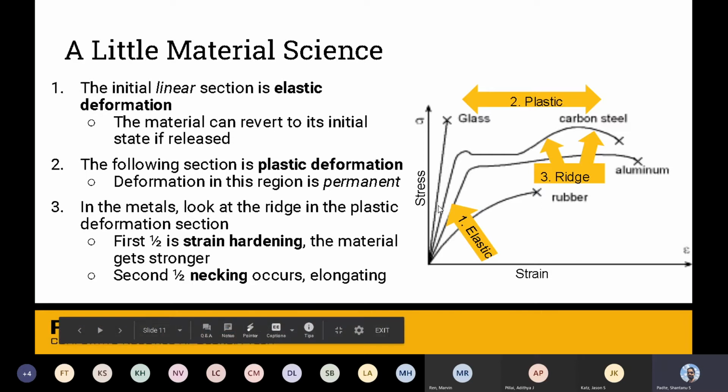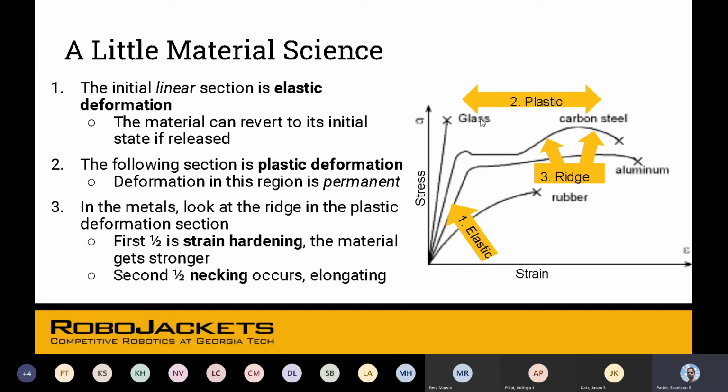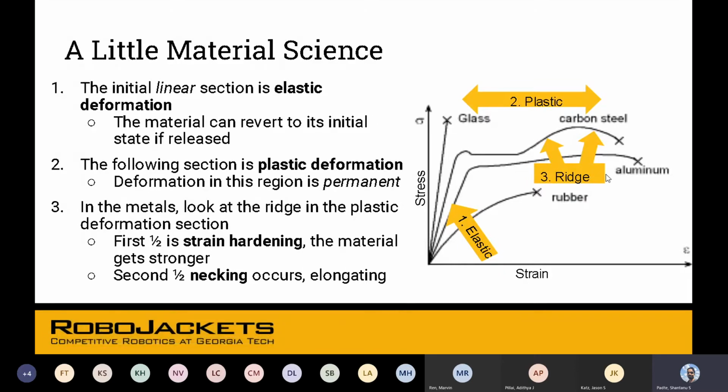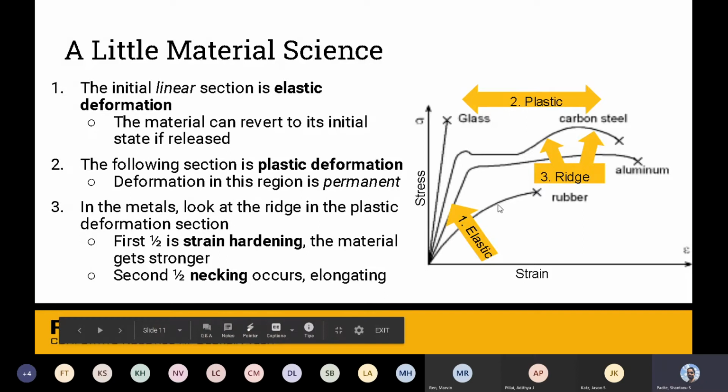What do you think happens to glass over here? You stretch it, you stretch it, you stretch it, and then bam, it just breaks. You can't really deform glass too much because it will shatter. On the other hand, aluminum and carbon steel here, you can stretch them in an elastic region, and after you cross that point, you can sort of bend them, deform them. Of course, being steel and aluminum, you need a lot of energy to do that, but it is possible to deform them permanently. And let's take a look at rubber.